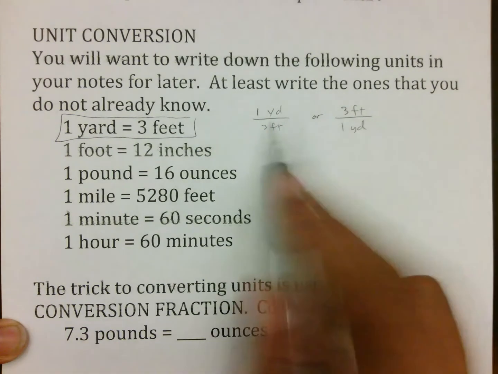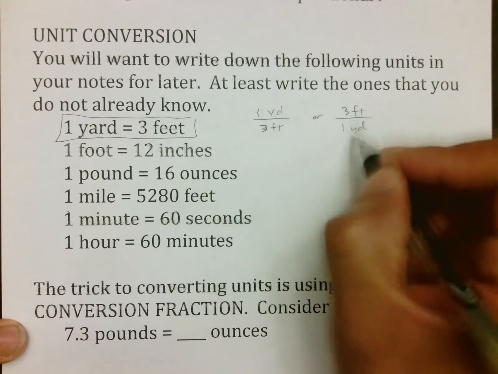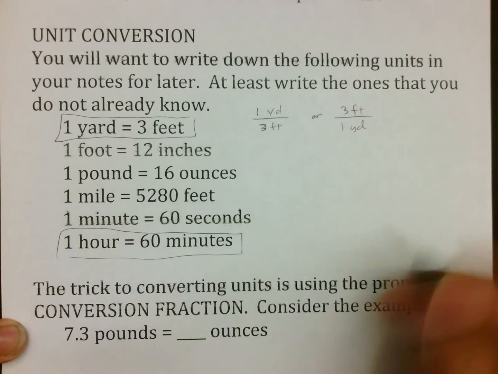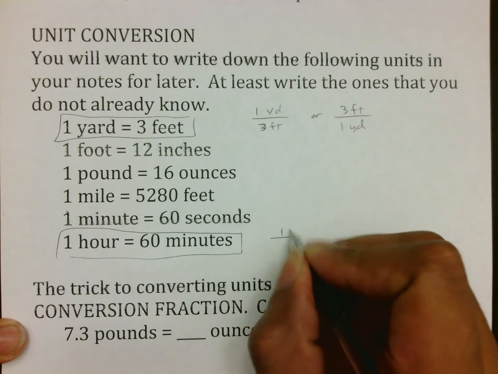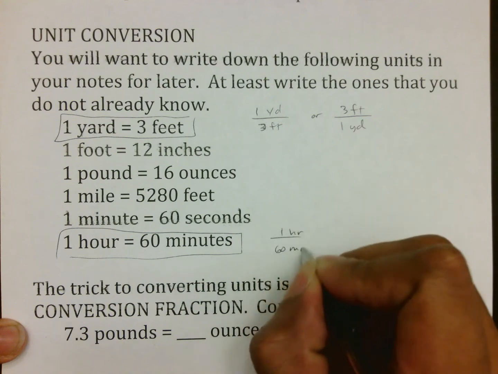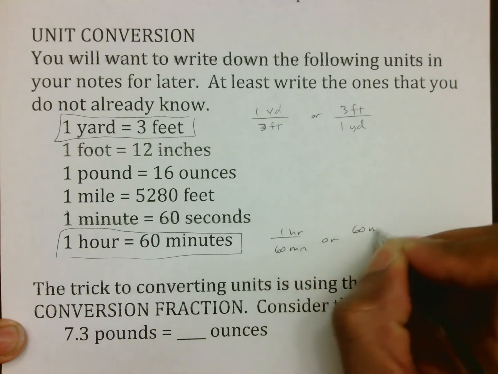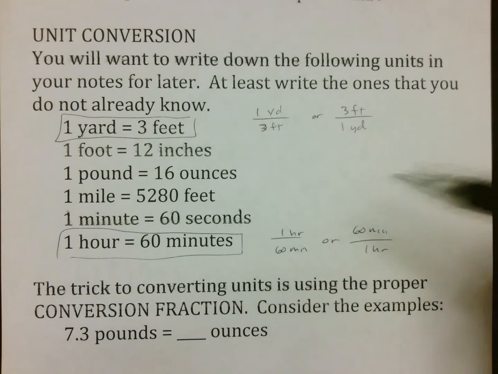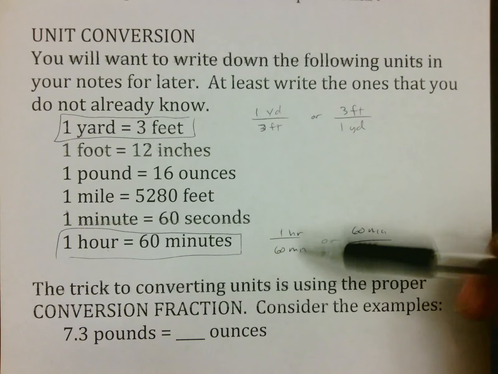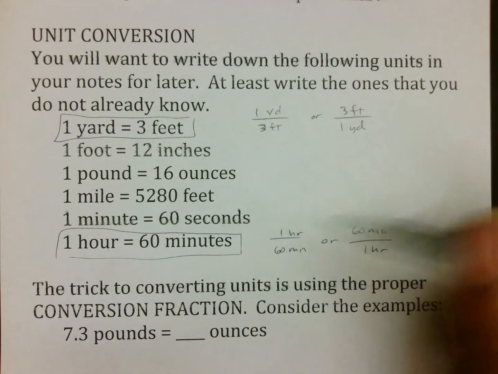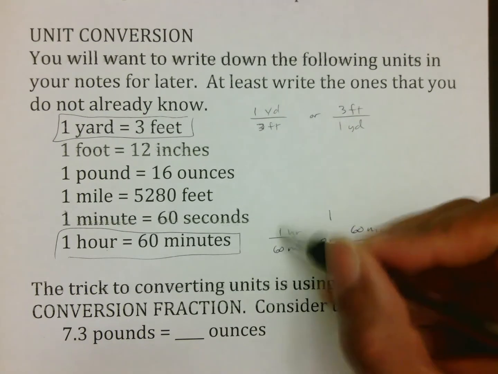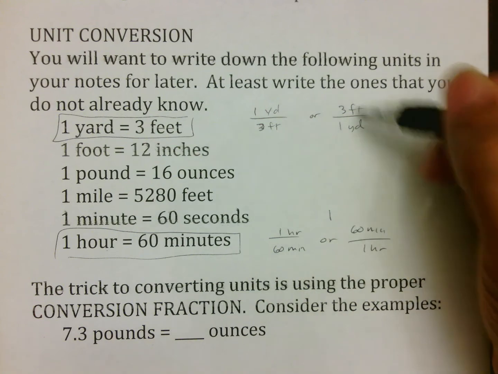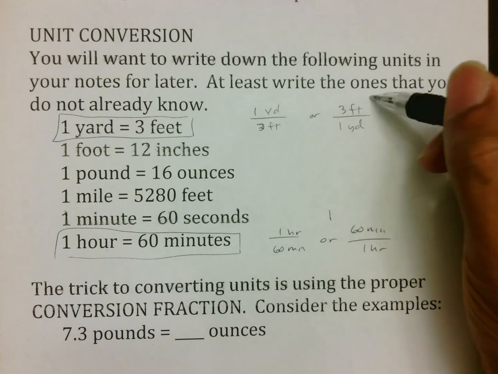And that is why you need to know your conversion sentences, because that allows you to make conversion fractions. Let's take, for example, this one, 1 hour and 60 minutes. You could do 1 hour over 60 minutes, or you could do 60 minutes over 1 hour. Now the thing about conversion sentences is, remember these two things are equivalent, which means that the fraction itself is equal to 1, because 1 hour divided by 60 minutes is going to be 1. Just like 3 feet divided by something that is 1 yard is going to be 1.